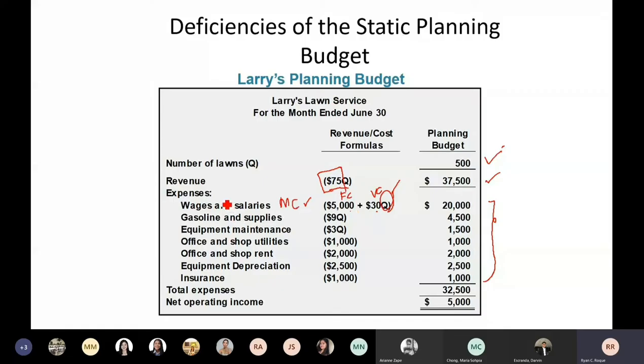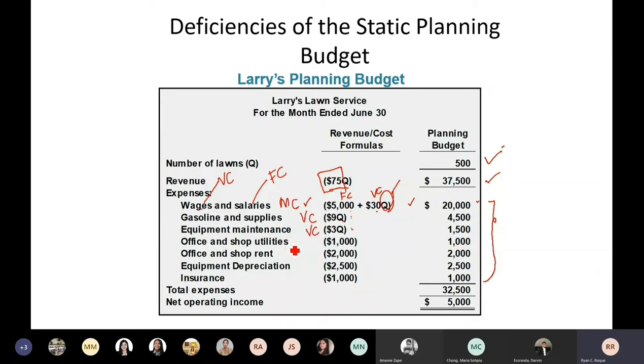Bakit naging mixed cost to? Pag naghiwalay ito, ang wages po ay variable cost generally. Ang salaries, yan po yung fixed cost. Kaya pag na-encounter nyo sa exam, salaries lang, fixed cost po yan. Pag wages po, variable cost po yan. Eh sabi rito, wages and salaries, kaya ito ay mixed cost. So, 20,000. Gasoline and supplies, equipment maintenance, kung mapapansin anong klaseng cost yan, naka-multiply with the number of lawns, so yan ay variable cost. Okay?